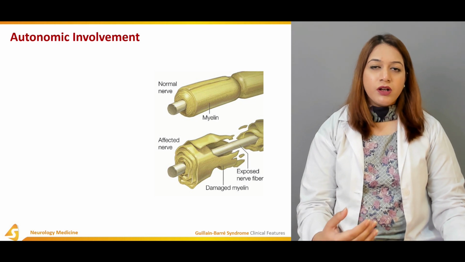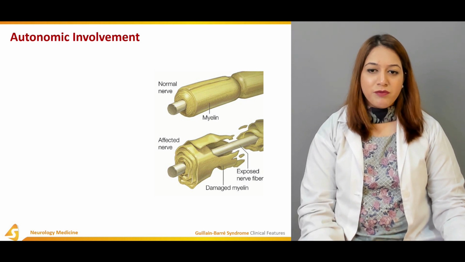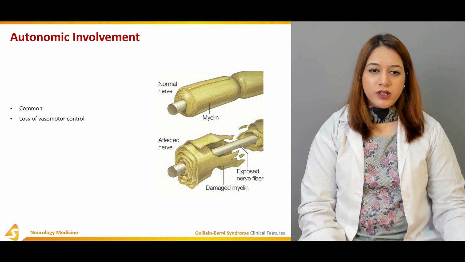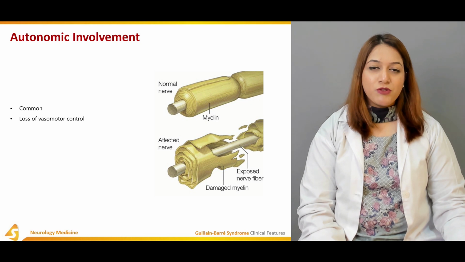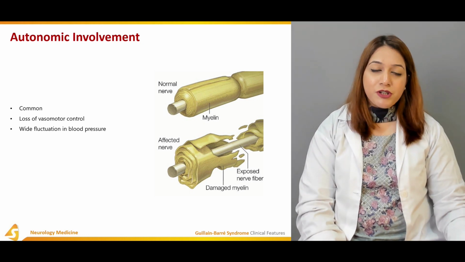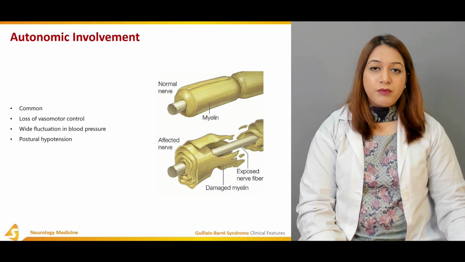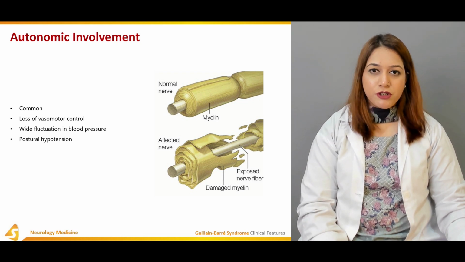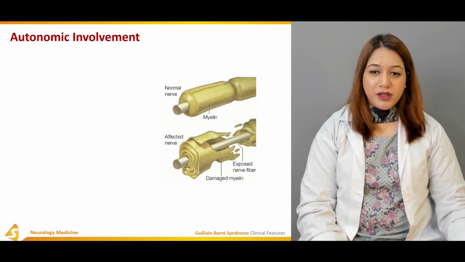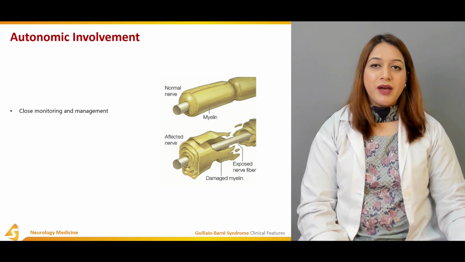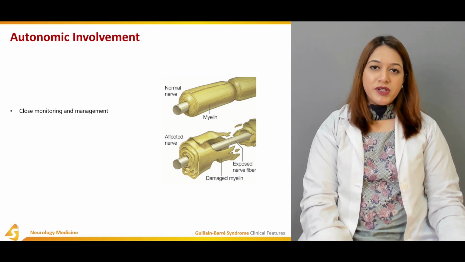Now we will see what happens in case of autonomic involvement. If the autonomic nerves are involved, there is loss of vasomotor control, and it is very common in GB syndrome. There will be wide fluctuation in the blood pressure, and due to these fluctuations, the patient might experience postural hypotension and cardiac dysrhythmias. So these patients require close monitoring and management because autonomic involvement can be fatal.